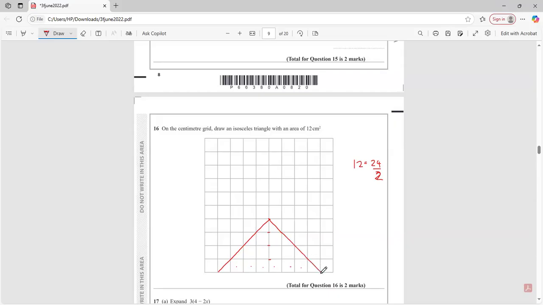Okay. Let's see. I think this should be complete. Let's see. 1, 2, 3, 4, 5, 6, 7, 8, 9, 10, 11, 12. Looks like we have slightly above 12.